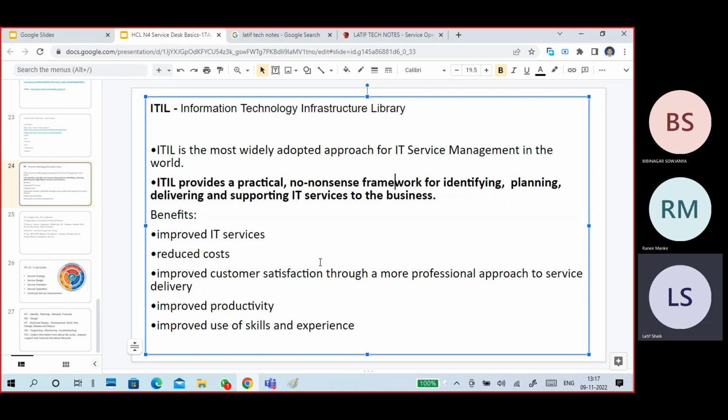Improve use of skills and experience. Your organization becomes more adept at learning, how to work, how to find a solution for this issue. Use your experience to resolve the issues or create a new one. So next time you won't get much problem.